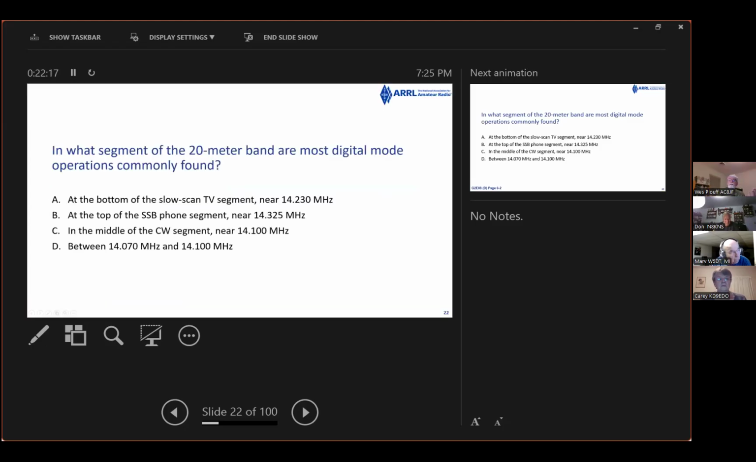So let's do a few questions here. There's only two of you, so speak up. What segment of the 20-meter band are most digital mode operations commonly found? A, near the slow scan TV frequency of 14,230, or B, at the top of the single sideband phone segment near 14,325. And remember, 20 meters goes up to 14,350 kilohertz. C, in the middle of the CW segment near 14,100, or D, between 14,070 and 14,100. This should be an easy one.